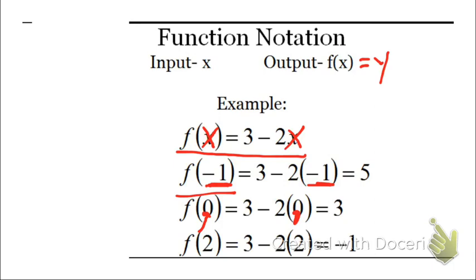Then f of 2, well, now you replace x with 2. So it's like a portal. Whatever goes through this door comes out that door. And then you just use it instead of x. You evaluate.